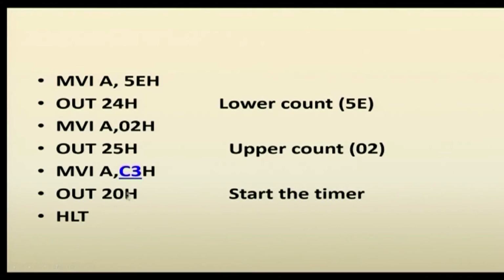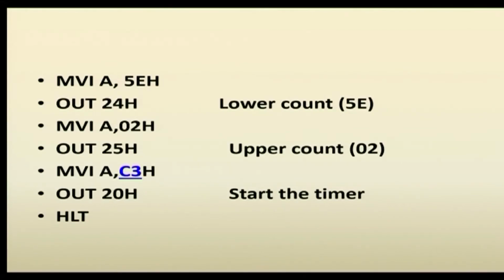Based on that, the timer will start, and the value from 25E will be decreased by 2 until the end of the count. Actually, we are generating a square wave. The 25E is divided by 2, so half of the period is on and half of the period is off. Then the value is reloaded, and it will be repeated.